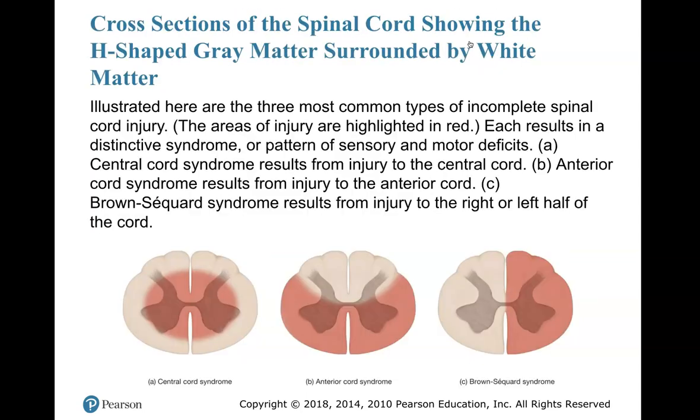Now, are we going to be able to assess that? Are we going to be able to see that in the field? No, we're not. But we're going to be able to see signs and symptoms of that. So we need to say, hey, look, this might be a spinal cord injury because a patient presents with this deficit. And it says each results in a distinctive syndrome or pattern of sensory and motor deficits.